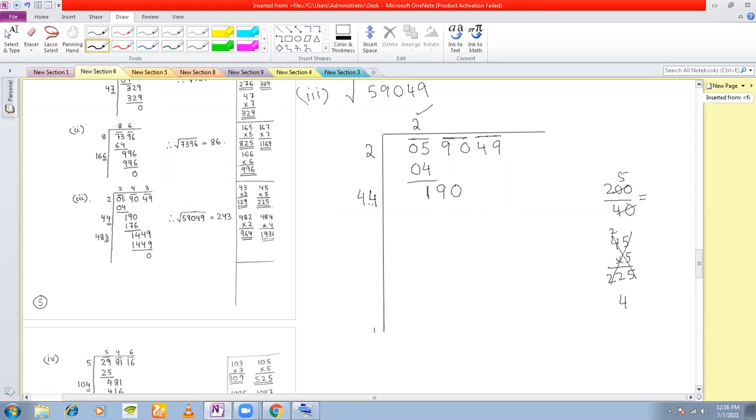So let's put a 4 here. And let's try 44 into 4. So we're getting 176, which is less than 190. So this is okay. Once we have given 4 here, we'll write a 4 on top here also. And we'll write this as 176. Subtract. You get 4. And you get 14 here. 190 minus 176 is 14. Now once we get 14, again we are going to bring down another pair, 49. So this pair we bring down.